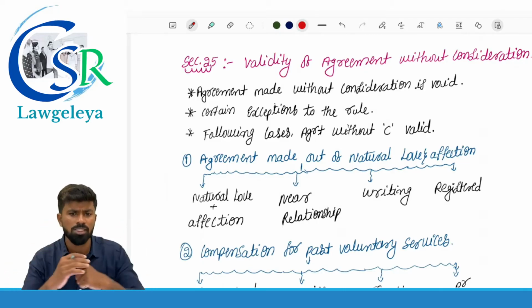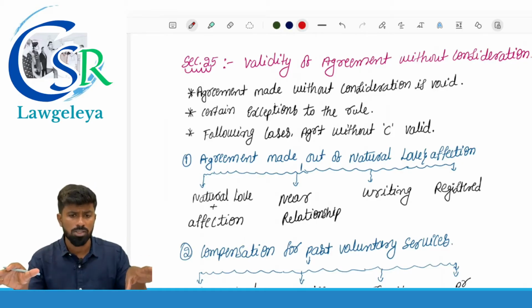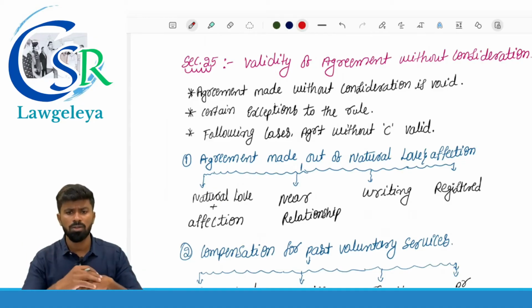But are there any exceptions to this rule? Yes, there is an exception to this rule. In the following cases or following agreements, even if there is no consideration for both the parties, is the agreement valid? Yes, it is valid.